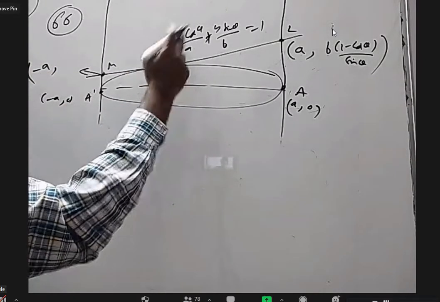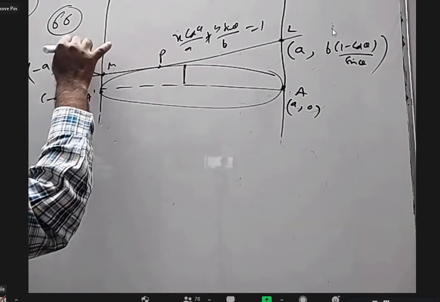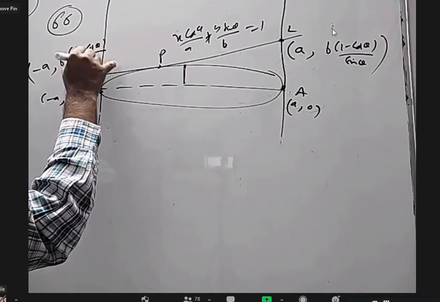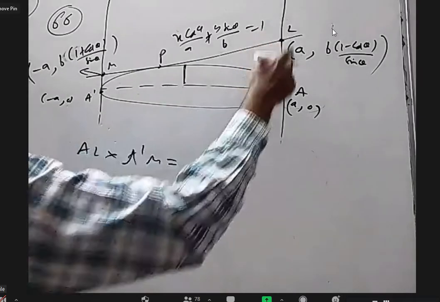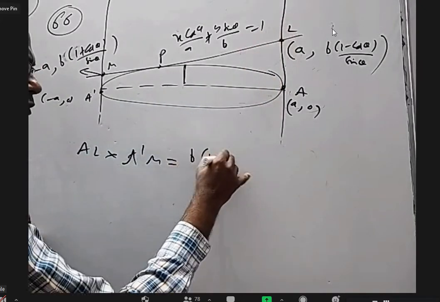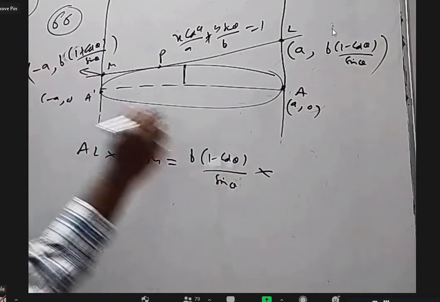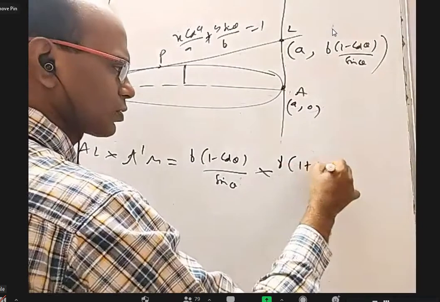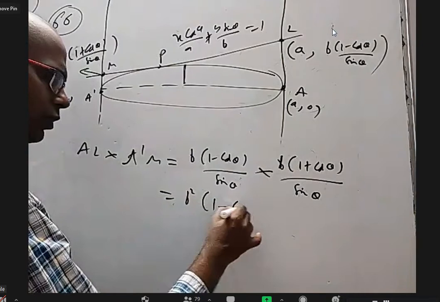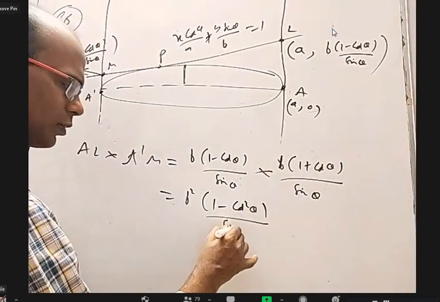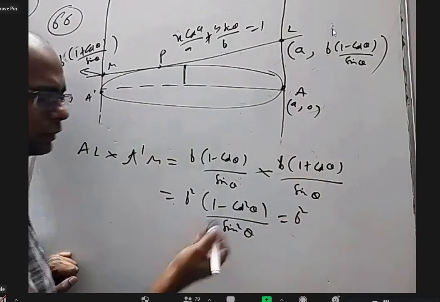When I put minus A, I'll get B into 1 plus cos theta by sin theta. Now what is AL into A dash M? AL is the y coordinate of L, which is B into 1 minus cos theta by sin theta. A dash M is the y coordinate of M, which is B into 1 plus cos theta by sin theta. So when I multiply, B square into 1 minus cos square theta by sin square theta. This sin square, you can cancel, you will get B square. Okay.